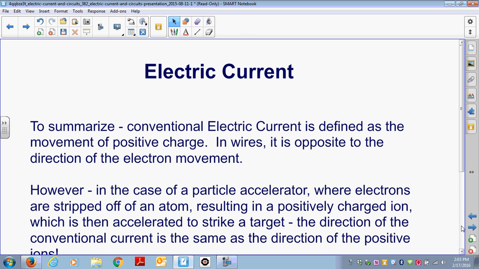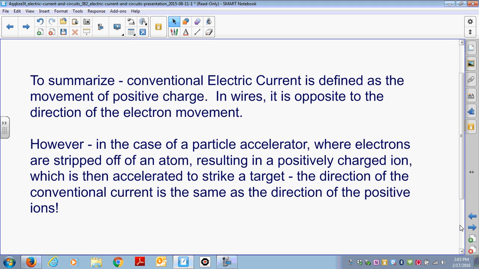To summarize, conventional electric current is defined as the movement of positive charge. In wires, it is opposite to the direction of the electron movement. However, in the case of a particle accelerator, where electrons are stripped off of an atom, resulting in a positively charged ion, which is then accelerated to strike a target, the direction of the conventional current is the same as the direction of the positive ions.